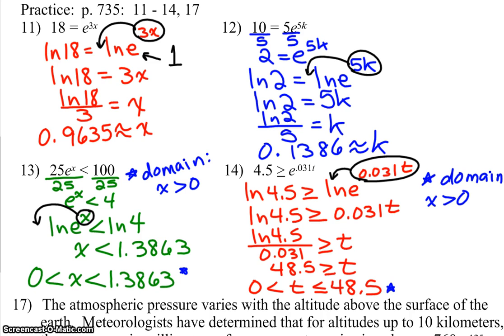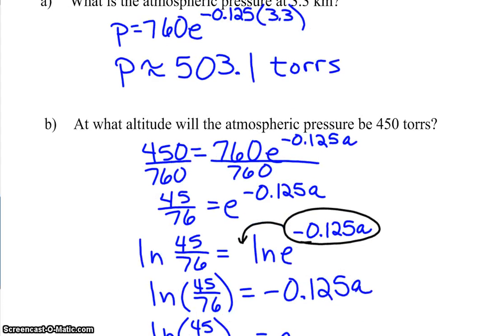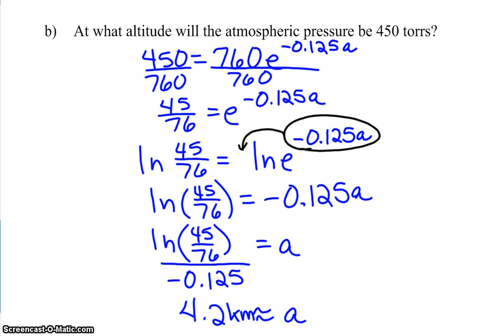Had one of them ended up being, for example, on the second one, if it had ended up being t is greater than or equal to 48.5, I would not have needed to use the domain. Now do the word problem, and then we'll go to the example on the next page. In part A, all we had was a simple substitution and then use your calculator to get an answer of approximately 503.1 torrs. On part B, we actually had to solve the exponential equation, take the natural log of both sides, and solve it. We ended up with approximately 4.2 kilometers.